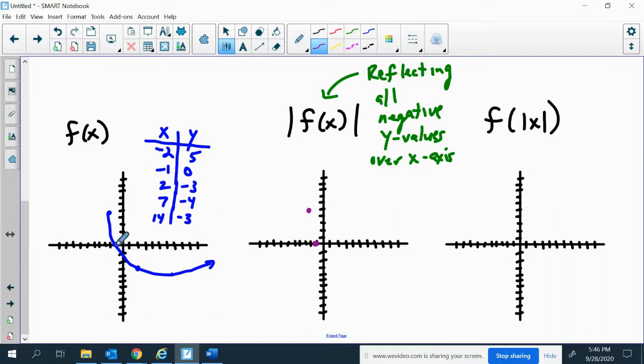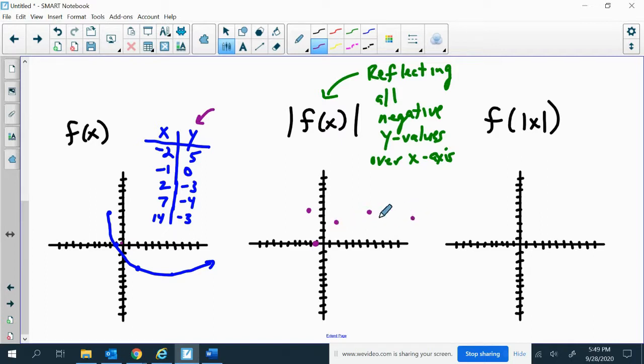And then what happens is, as we continue to move forward, all of these negative y values get reflected over the x-axis and become positive y values. That's what happens when you take the absolute value of any sort of thing. So any function value, which is a y value that's negative, becomes positive. So 2, 3 will be on the graph. 7, 4 will be on the graph. 14, 3 will be on the graph.